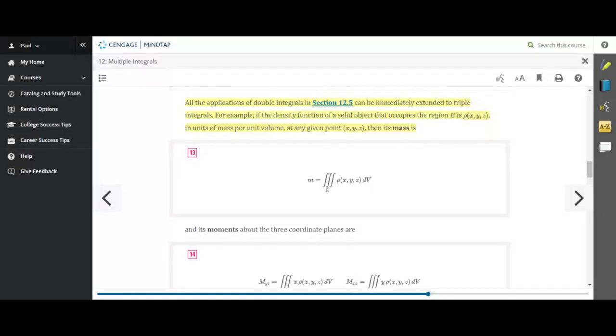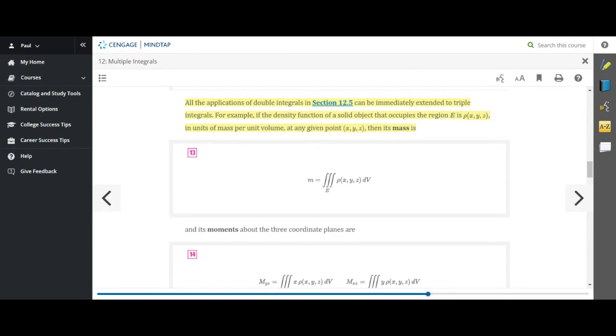Okay, we are recording and we are continuing our discussion of section 12.7, triple integrals. And you saw in section 12.5 some applications of double integrals, and all the applications of double integrals in section 12.5 can be extended to triple integrals.